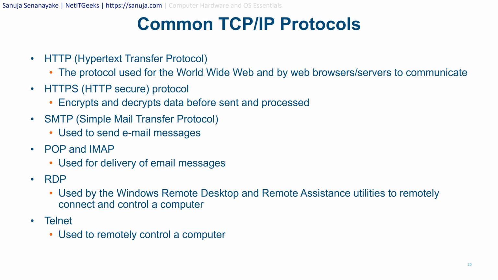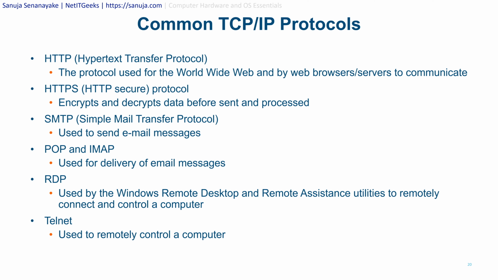HTTP, which is Hypertext Transfer Protocol, is the protocol used for the World Wide Web by web browsers and servers to communicate. So if you go to a website that uses port 80, you'll be using HTTP. HTTPS is the secure version of HTTP. It stands for HTTP Secure, and it encrypts and decrypts data before it is sent and processed.